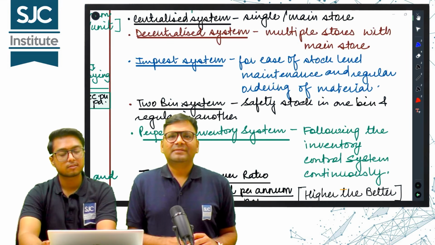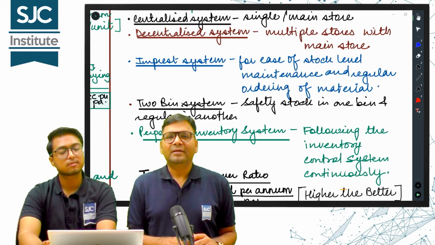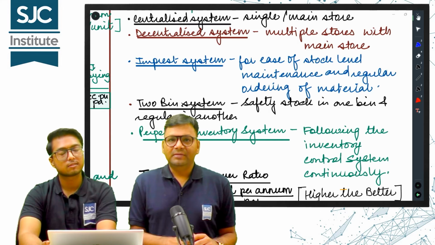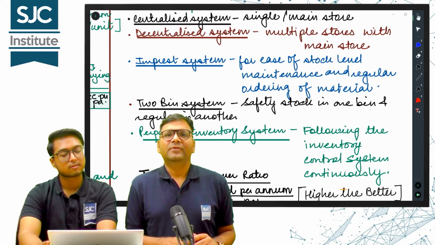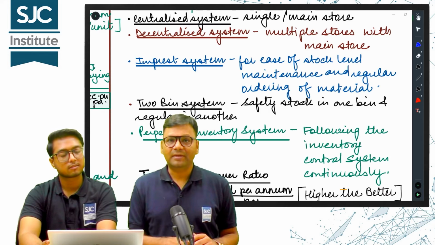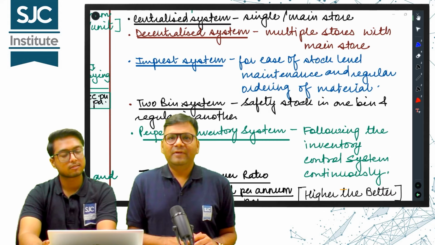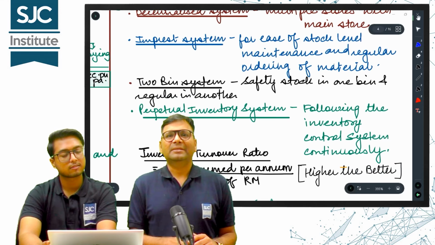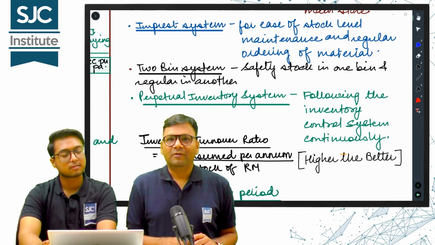The next is the imprest system, which talks about ease of stock level maintenance and regular ordering of materials. If you create an imprest quantity, that means the purchase department will always maintain such quantity of stock in the stores for the particular item for which imprest has been created. Then there is the two bin system. In this, every material is kept in two separate bins. One bin is called safety stock and another is for regular use of production.